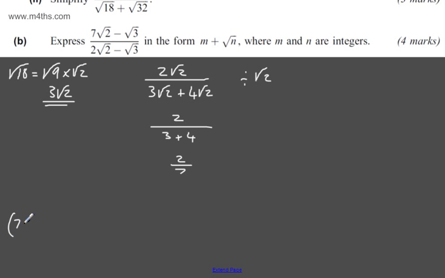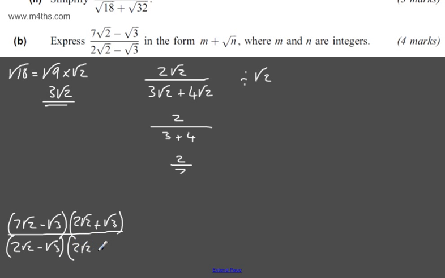So in the numerator, we're going to have 7 root 2 minus root 3 multiplied by 2 root 2 plus the root of 3. In the denominator, we will have 2 root 2 minus the root of 3, and we're going to multiply that by 2 root 2 plus the root of 3. So let's go ahead and do that. In the numerator, 7 times by 2 is 14. The root of 2 times by the root of 2 is 2. Then I'm going to have 7 root 2 multiplied by the root of 3. Root 2 times by root 3 is root 6. So we'll have plus 7 root 6.